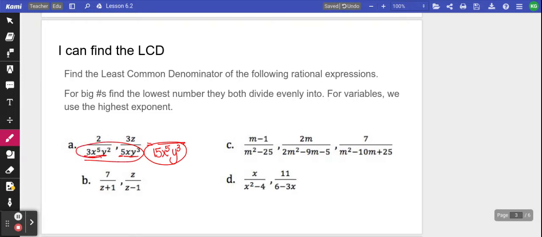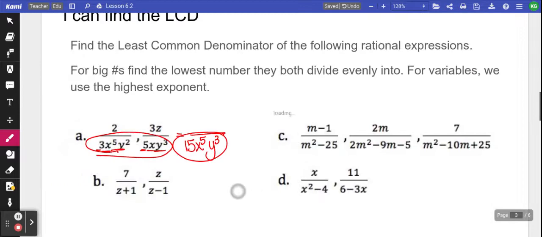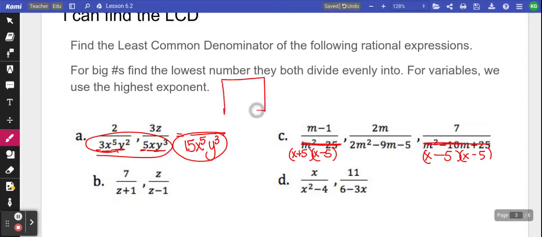On C, we get into our actual binomials. So what I'm going to want to do first is factor all of these. X plus 5, x minus 5. This one, factors of 5 that add up to 10 are 5 and 5. Sign chart says both minus. And the middle one's going to call for a window method.